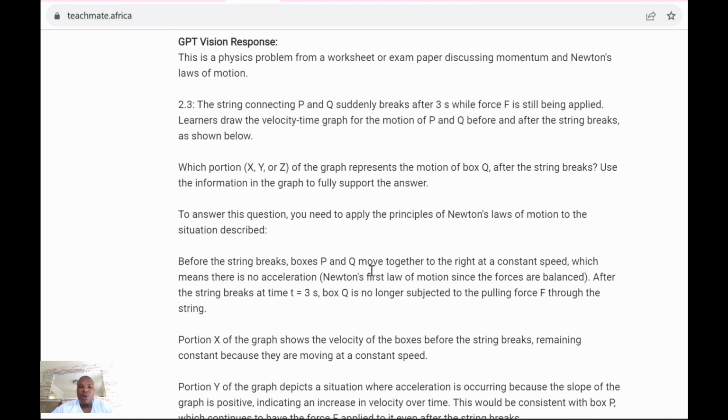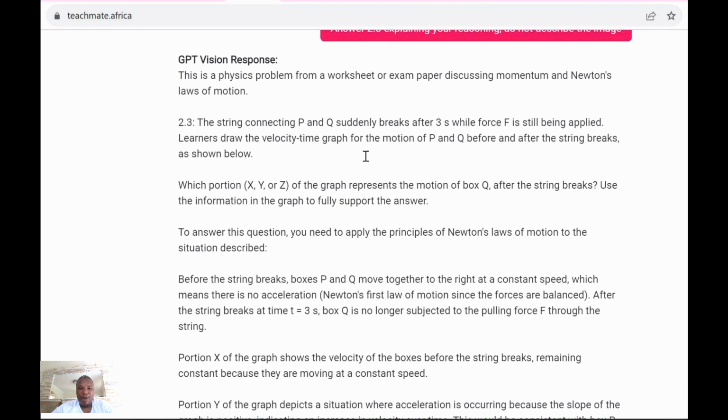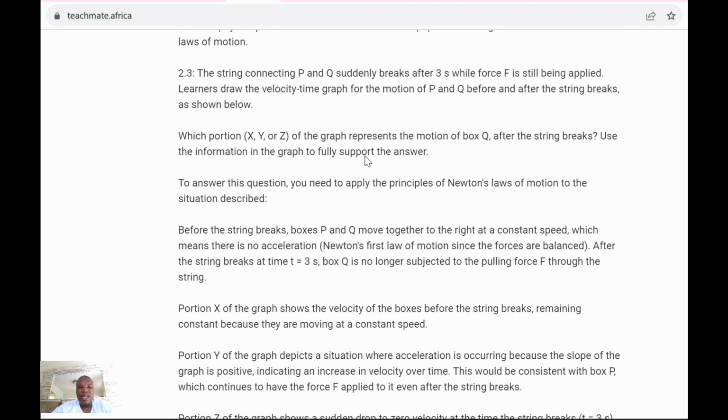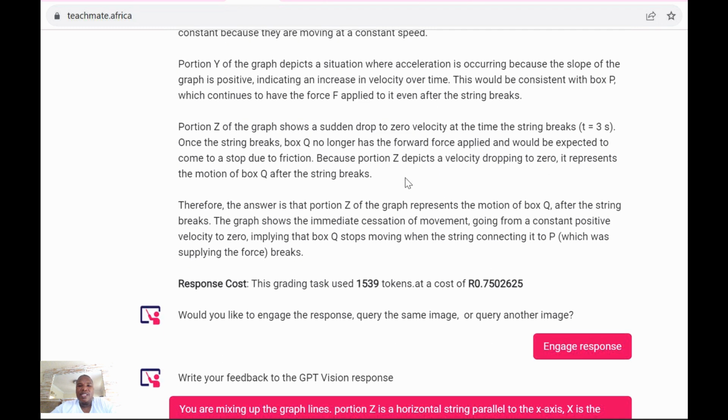It goes on to explain a lot about the string and what is likely to happen. But the problem is that it doesn't see which line or portion of the graph is which letter. So it mixes the letters, and in that way it doesn't answer correctly. It could be easy to dismiss it and just say it is wrong, but it is a matter of it not seeing this correctly.